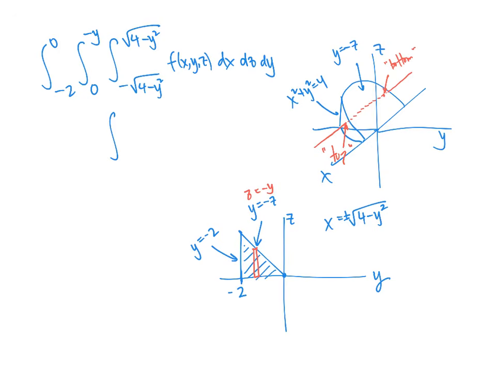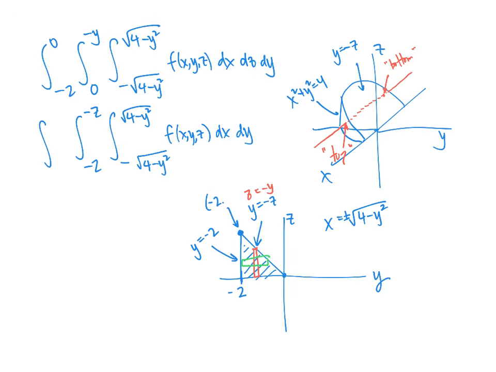Finally, if I want to set this up in the order dx, dy, dz, the innermost integral is the same. Negative the square root of 4 minus y squared to the square root of 4 minus y squared, f of x, y, z, dx. And now if I want to slice with respect to y next, that means I'm slicing horizontally. The bottom of that slice is at y equals negative 2. I'm doing dy next. That's y equals negative 2, and the top of that slice is y equals negative z. Finally, z goes from 0 to positive 2. This point here is the point negative 2, 2. So z goes from 0 to positive 2. And that's my final of the 6 different orders of integration.